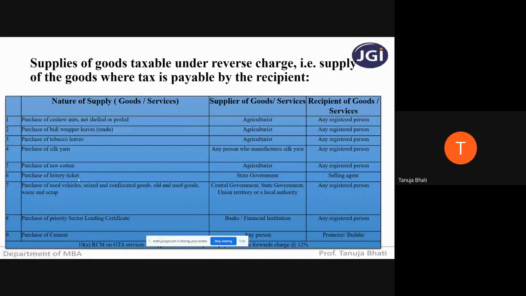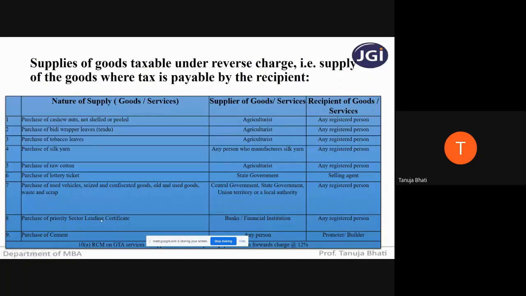Purchase of lottery ticket: if the supplier is the state government, central government, union territory or local authority, and the recipient is a selling agent or lottery distributor, the tax liability falls on the lottery distributor. Purchase of used vehicles, seized and confiscated goods, old and used goods, waste and scrap: if the supplier is central, state, union territory or local authority, and the recipient is any registered person, the person liable to pay tax will be that registered person.